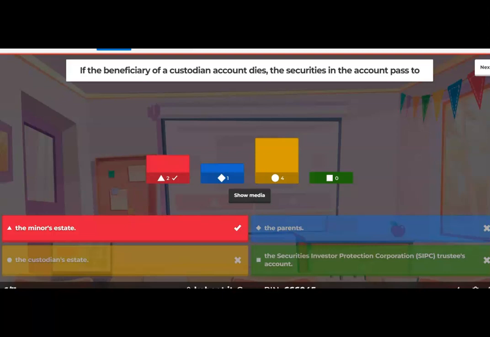At a young age, yes. Someone says that if the amount is under a certain amount, it won't go through probate. That's probably true. But you don't have to go this deep into it for this test for sure.